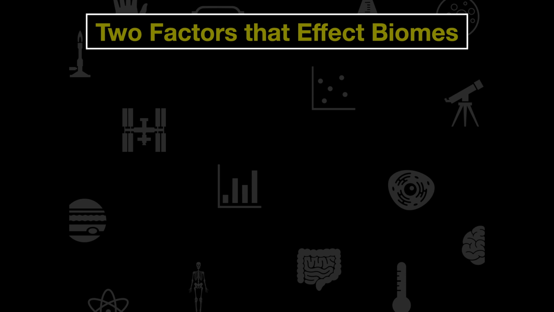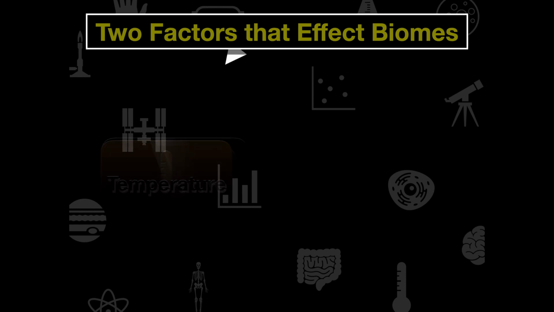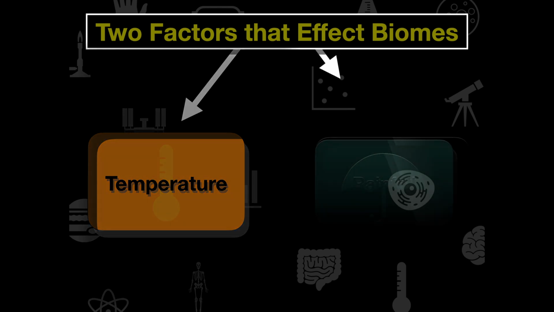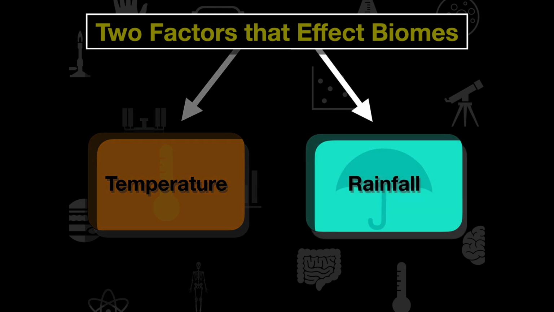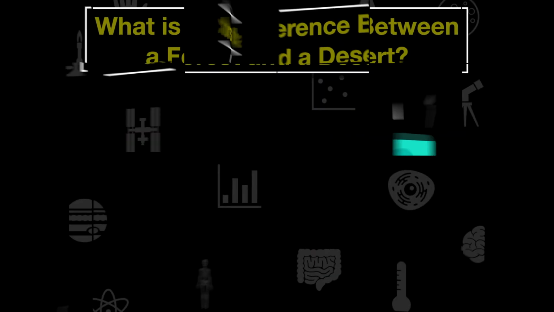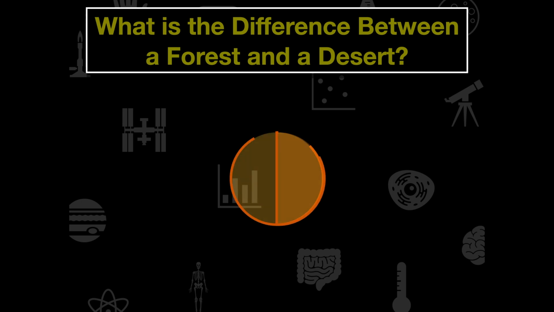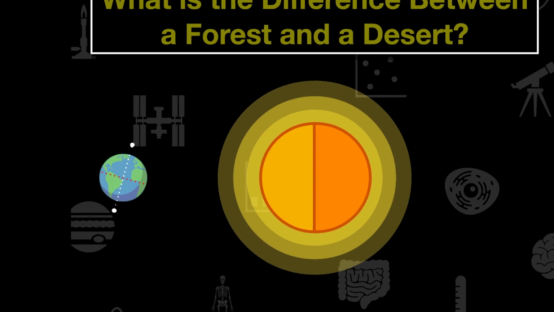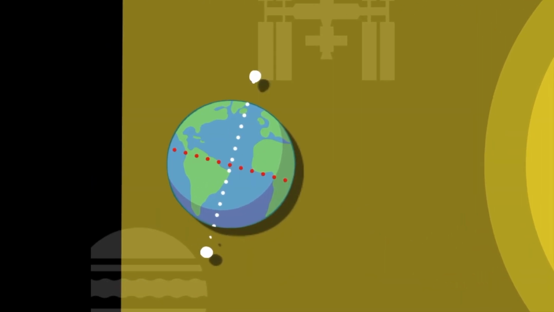Now, there are two fundamental factors that affect biomes. The first is temperature and the second is rainfall. These two factors determine what the climate and the terrestrial biome are going to look like. Now, in order to answer our essential question, what is the difference between a forest and a desert, we have to understand how the Earth moves around the sun.